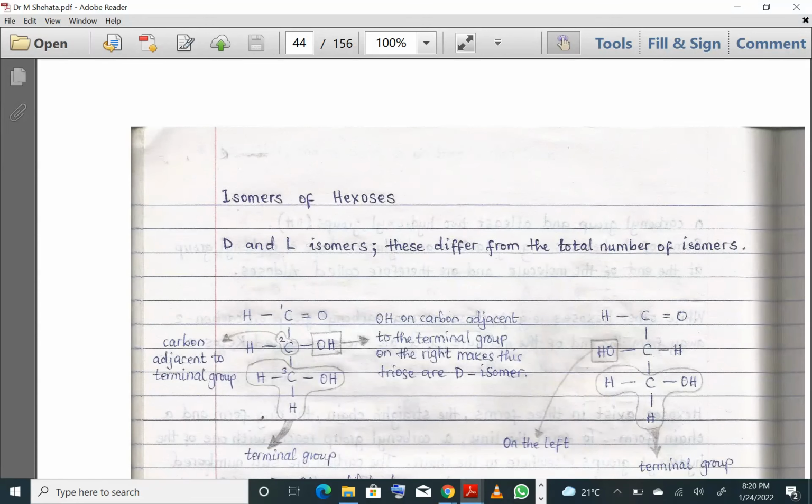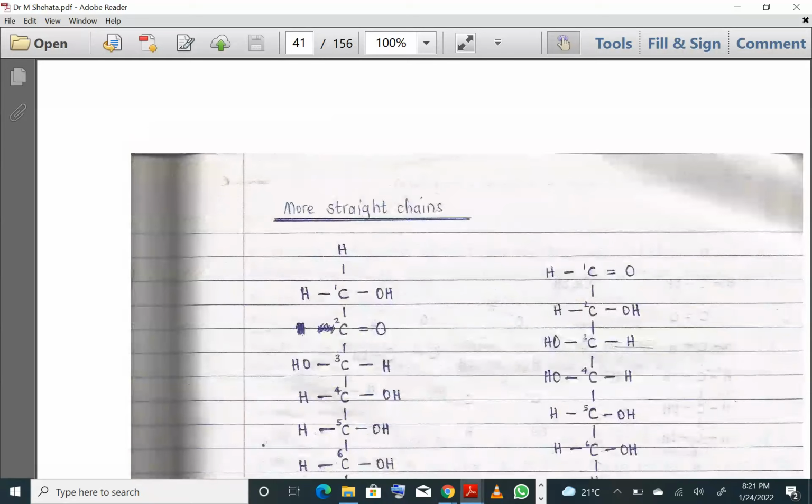So to remember these things, just remember levorotatory, left. The hydroxyl group is on the left of that carbon which is adjacent to the terminal group. So left, levorotatory, L isomer. Then right, dextrorotatory. Of course, if left is levorotatory, then on the right it will just be dextrorotatory. So that's how you understand.